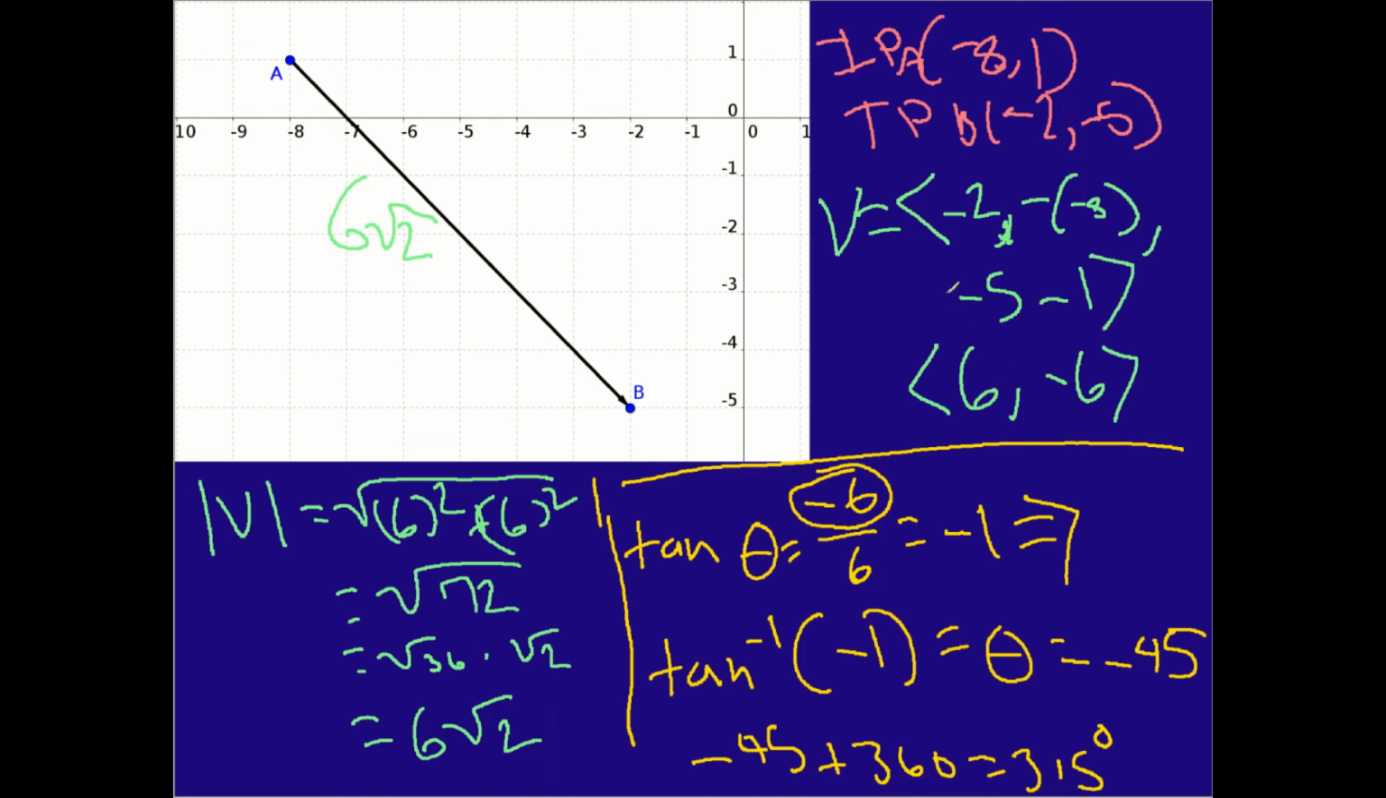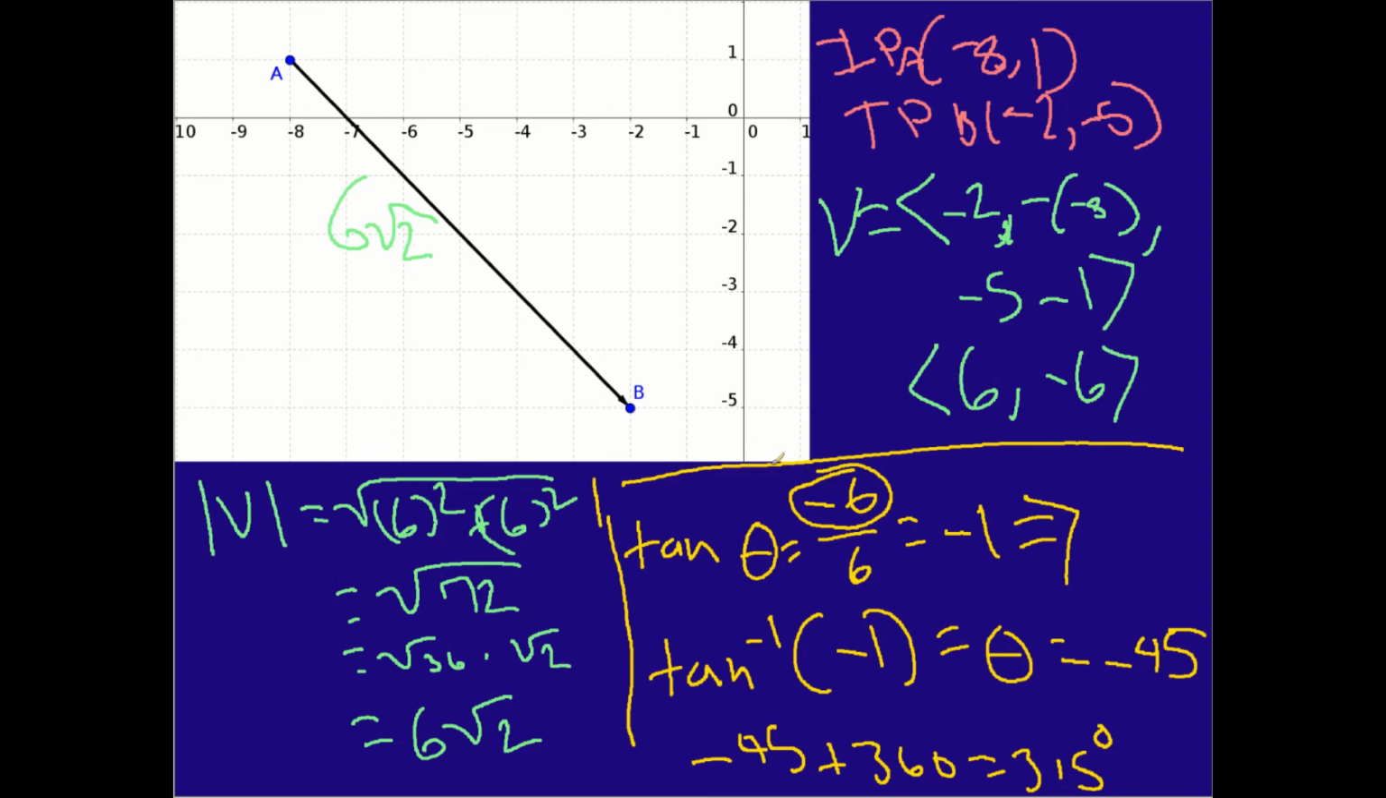So, x2 minus x1, y2 minus y1, etc. And we got 6 comma negative 6. This is our vector right here. And so then from there, we were able to calculate the magnitude, which was basically the square root of 6 squared plus 6 squared. And we found out that that equals 6 times the square root of 2. So the distance from A to B is 6 times the square root of 2.